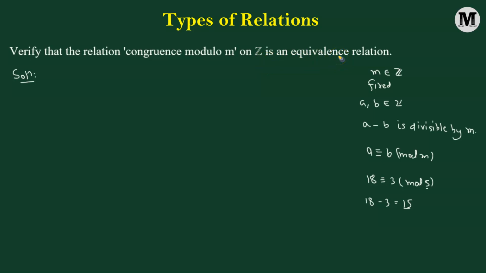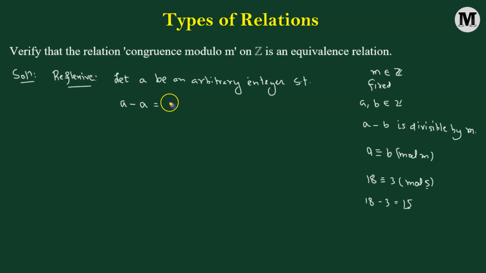Now our goal will be to show that the relation congruence modulo m on Z is an equivalence relation, which means that first we have to check whether it is reflexive or not. So let's consider an arbitrary number a. Let a be an arbitrary integer, such that if we take a and subtract a, we get 0.